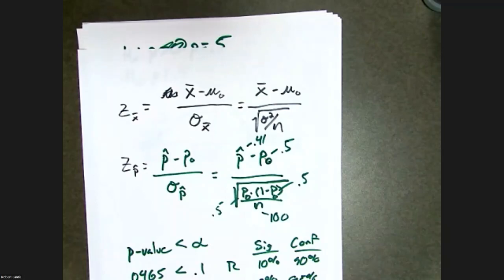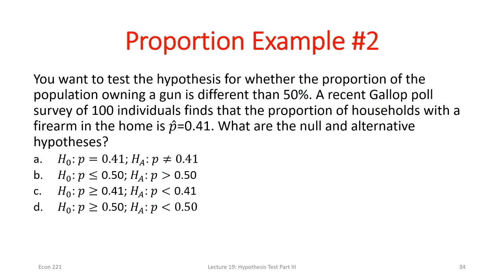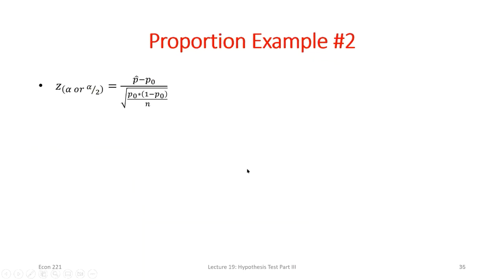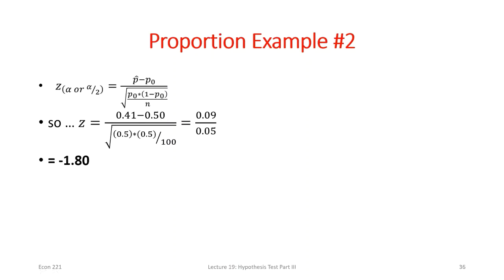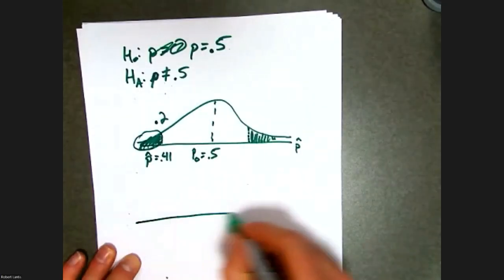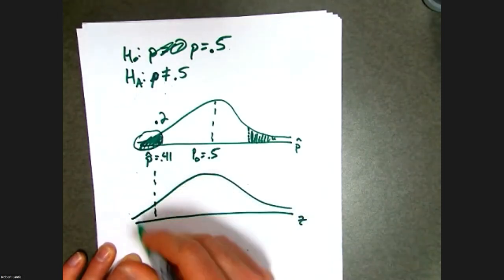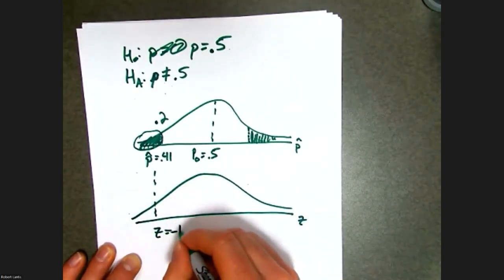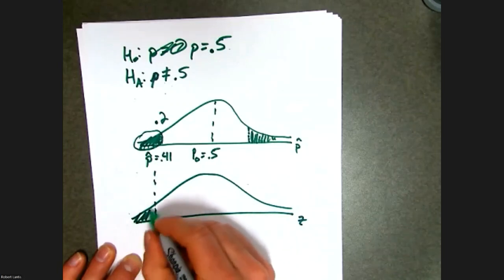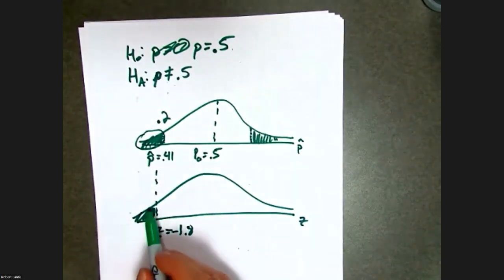Now, a nice cleaner version of that should be here on this next slide, right? Where I plug everything in and I end up with negative 1.8 as my test statistic. So negative 1.8 is that Z statistic. So I go back to my drawing and I think about, okay, I turned this sample proportion into a Z value and it was negative 1.8. I can find that area to the left.